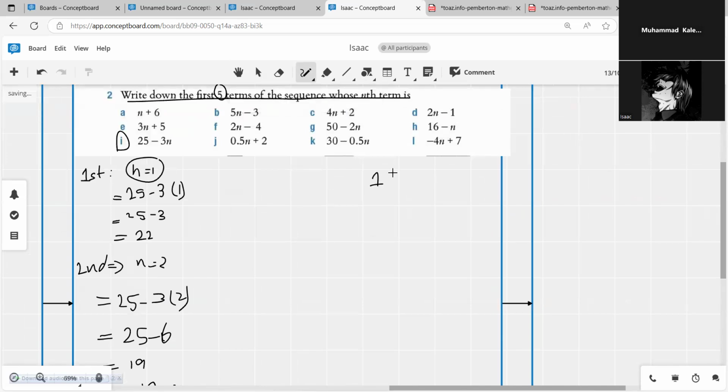So what will be its first term? It'll be 3. Then the second will be -1. Okay. Then the third will be -5. Yes, -5. Will be -9.